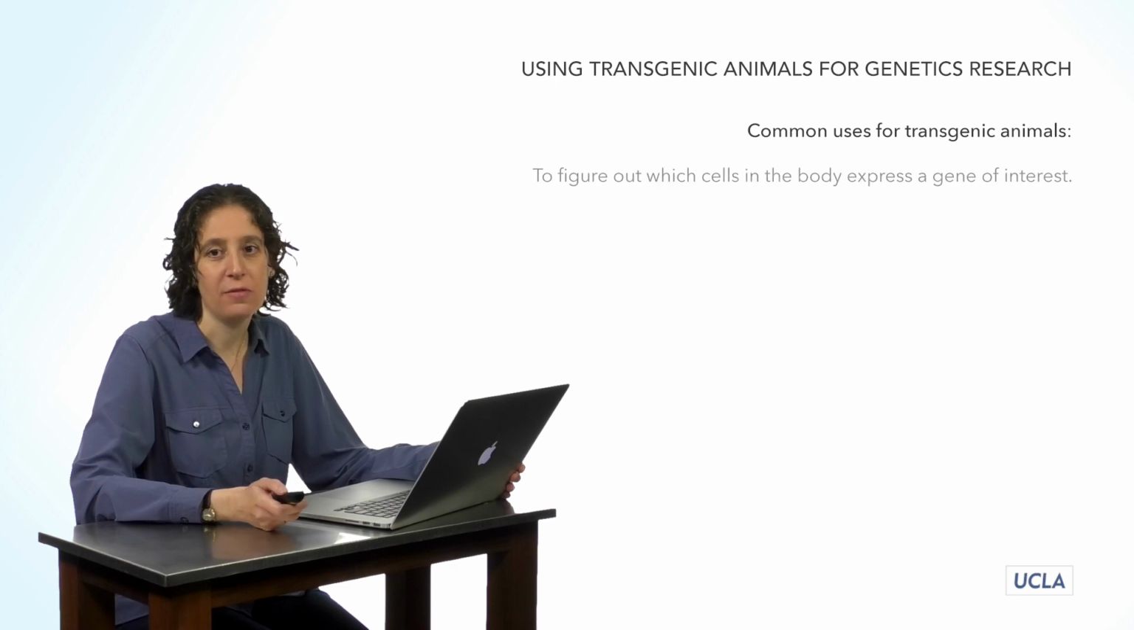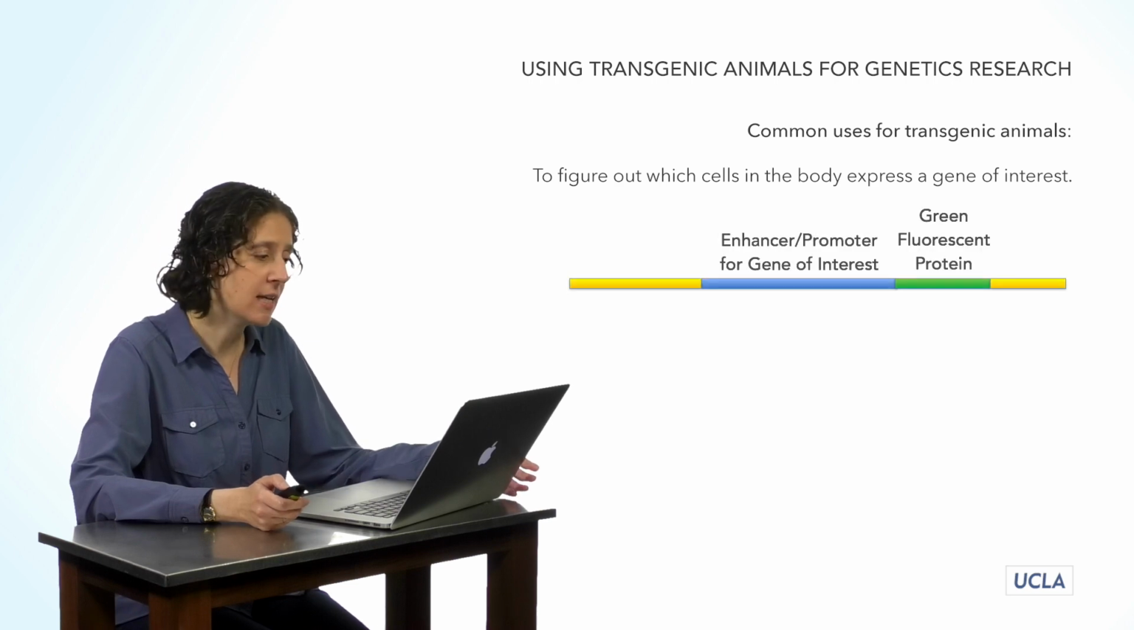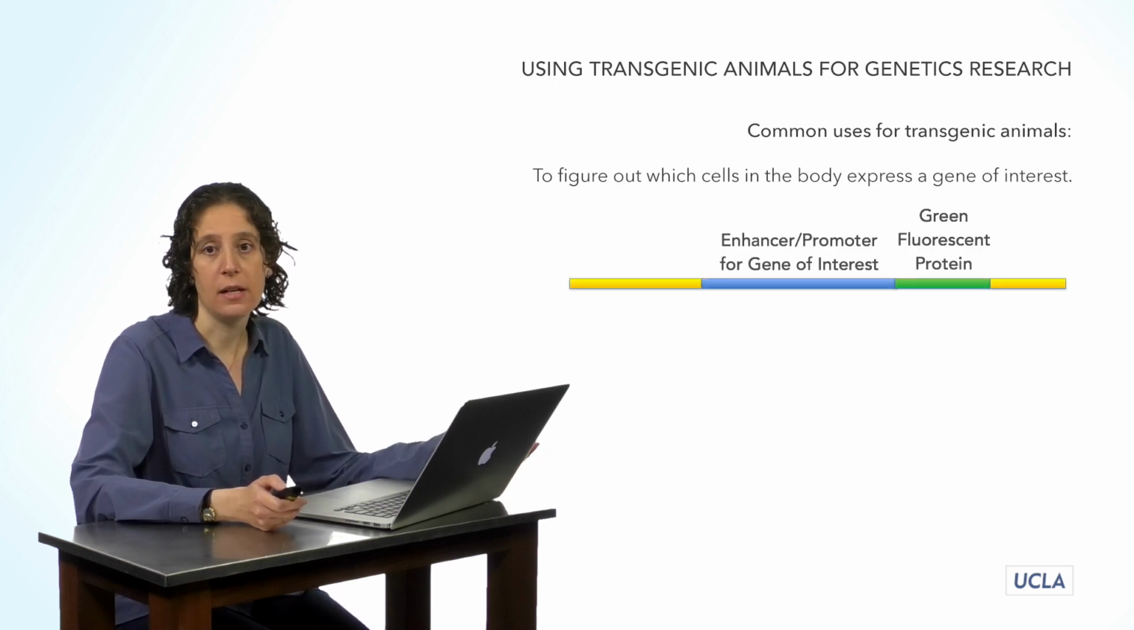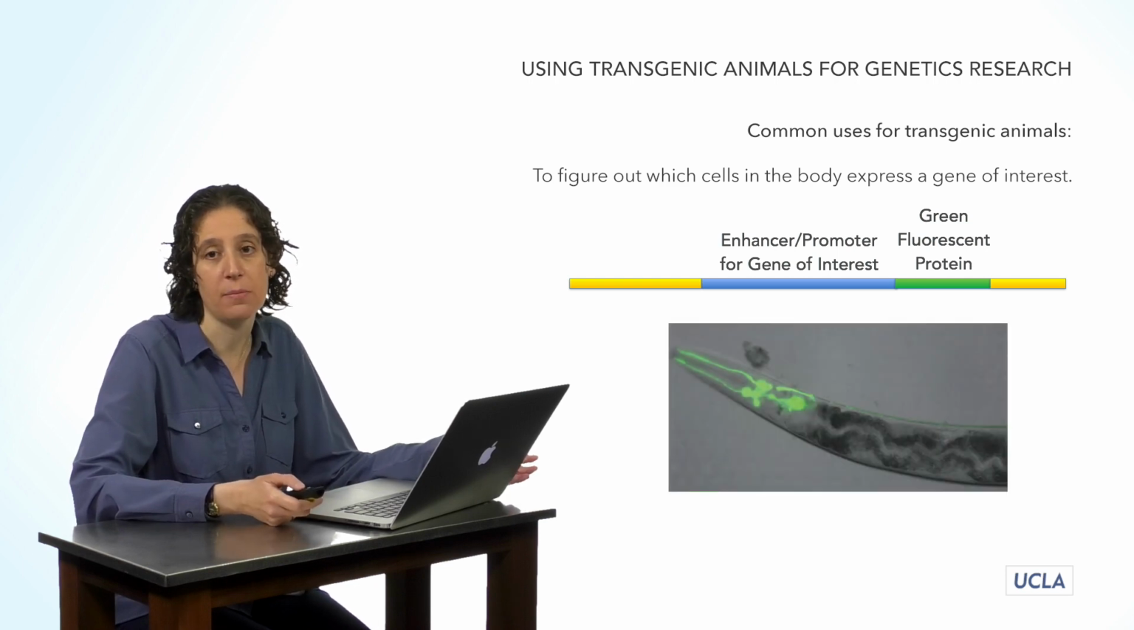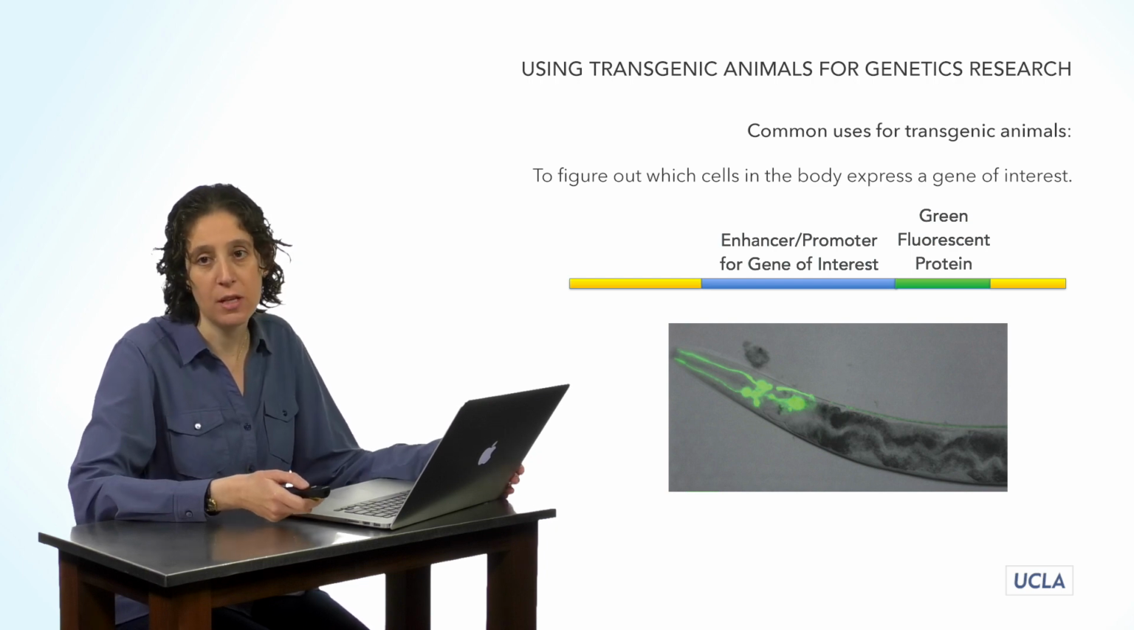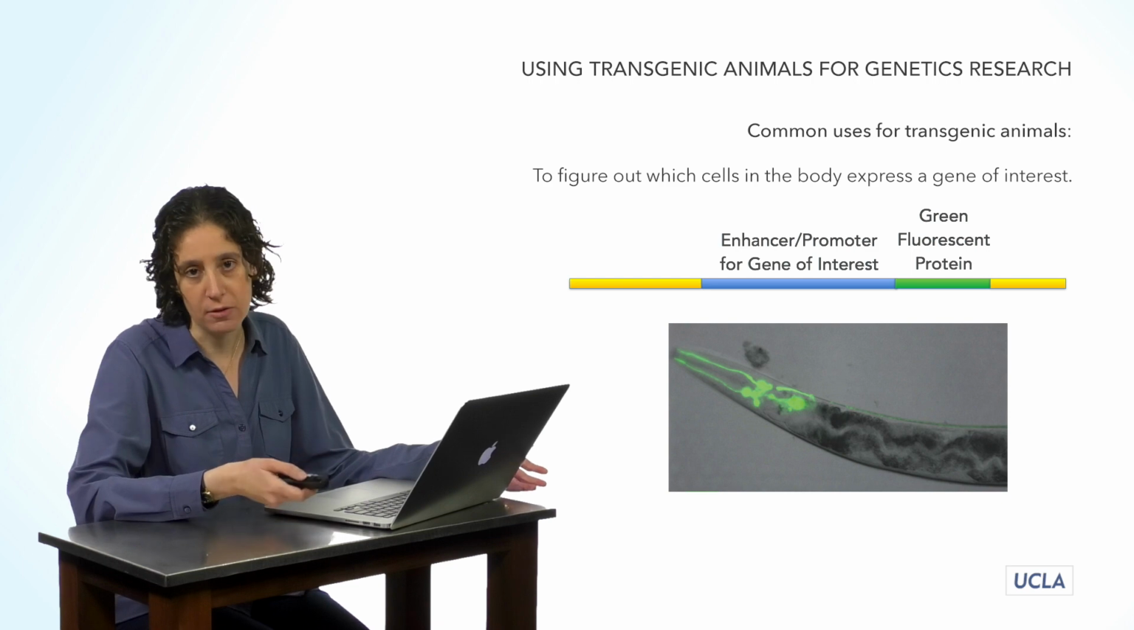in more detail. One reason you might make a transgenic animal is to figure out which cells in the body express a gene of interest. In this case, you might make a transgenic animal containing a DNA construct in which an enhancer or promoter for the gene of interest drives expression of GFP. In these animals, wherever the enhancer or promoter element would normally drive expression of your gene of interest, you'll see expression of GFP. For example, let's say you do this with C. elegans and you see something like this. In this case, you can see expression of GFP in head neurons. And so then you know that your gene of interest is expressed in head neurons.